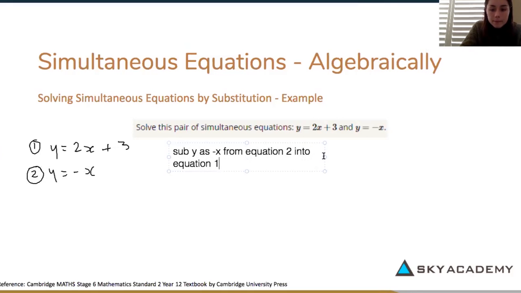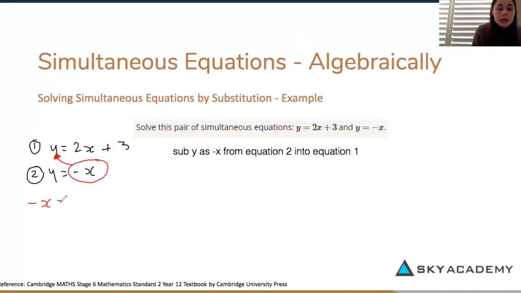So let's have a go at doing that. If we sub this here as our y in equation 1, because y equals the same thing, we can just sub y as negative x. And so then we will get negative x equals 2x plus 3. So that's what I meant by subbing. That's the substitution method. You sub your y equals from your second equation into your first equation. So that's step 1.